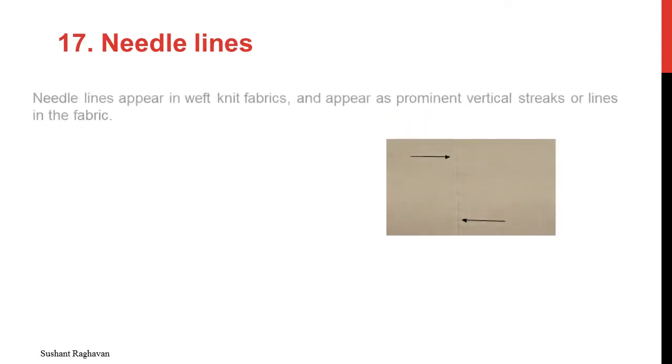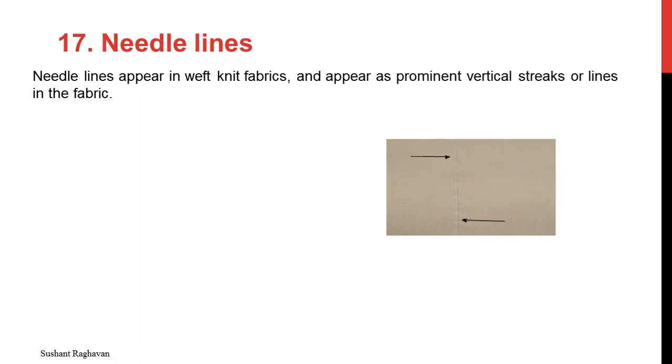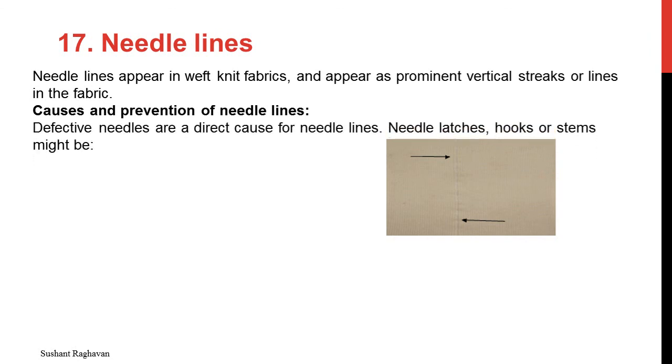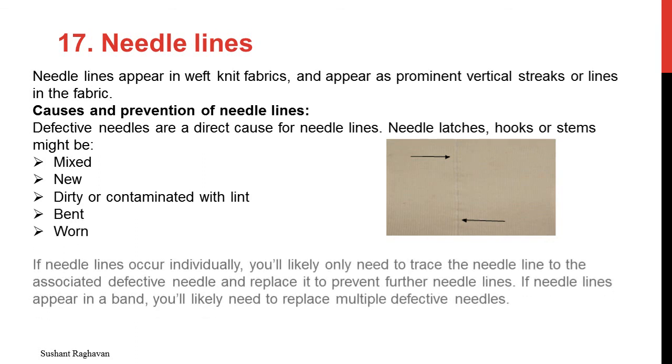Needle lines. Needle lines appear in weft knit fabrics as prominent vertical streaks or lines in the fabric. Causes and prevention of needle lines. Defective needles are a direct cause for needle lines. Needle latches, hooks or stems might be mixed, new, dirty or contaminated with lint, bent or worn.